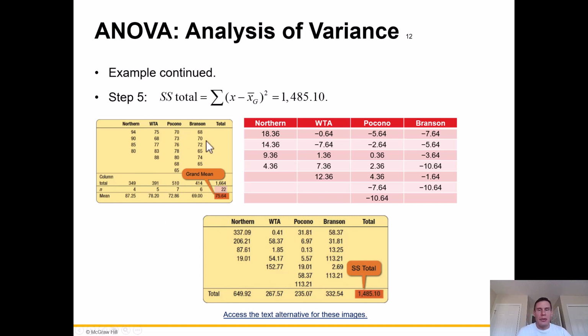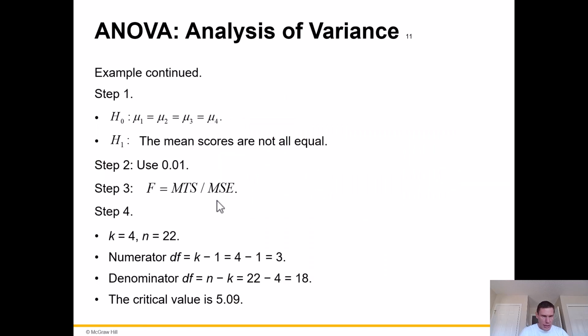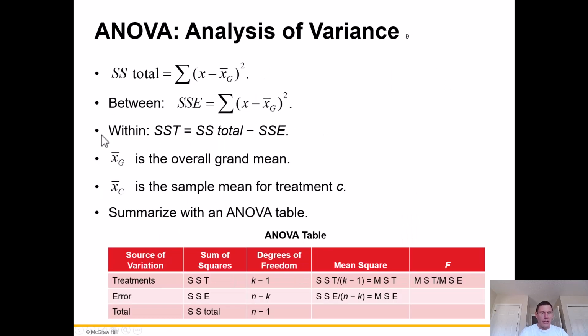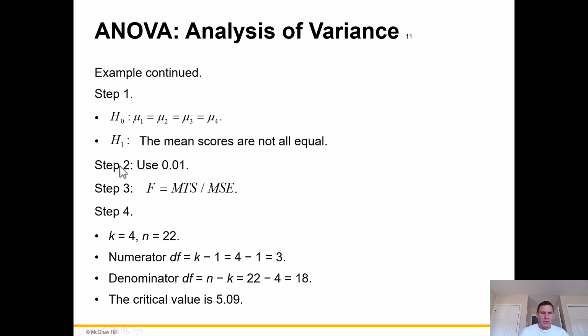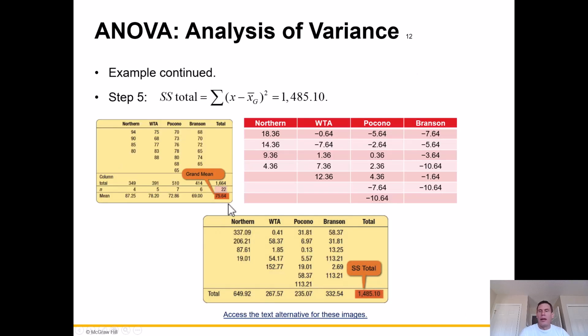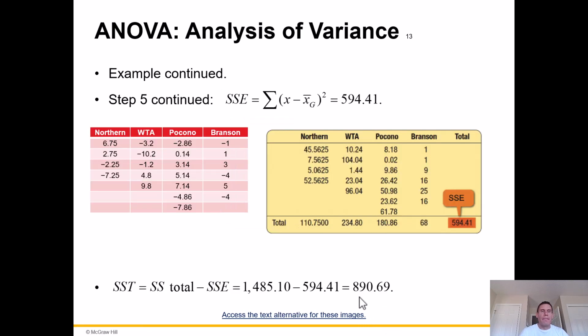So our sum of squares total equals 1,485.10. You can see some of the output here. We can see our grand mean, which is that. Remember this X bar sub G. That's what they're talking about. That's the overall grand mean. And then you can see here what these are, basically the variances from the mean. And then we have our sum of squares total here, which of course is the 1,485.10.